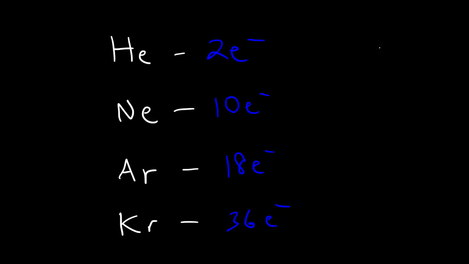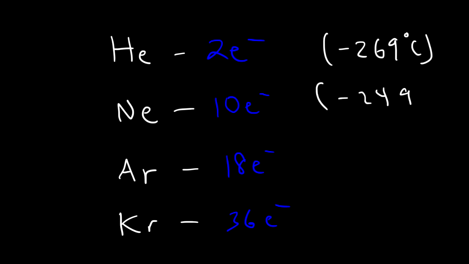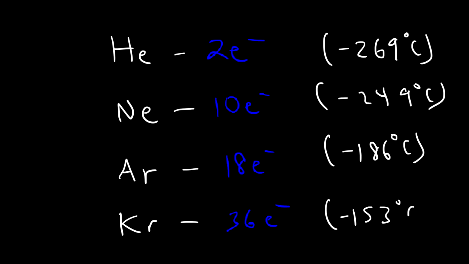In fact, the boiling points of these gases are as follows. The boiling point for helium is negative 269 Celsius. For neon, it's negative 249 Celsius. For argon, it's negative 186. And for krypton, negative 153. So what general trend do you notice?